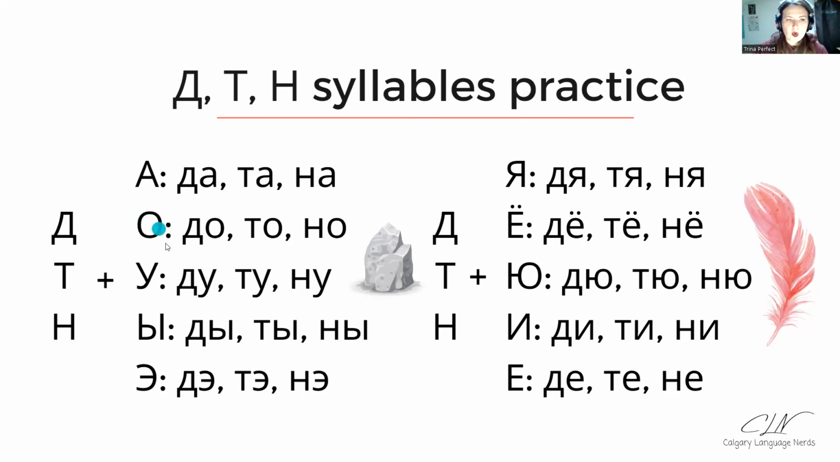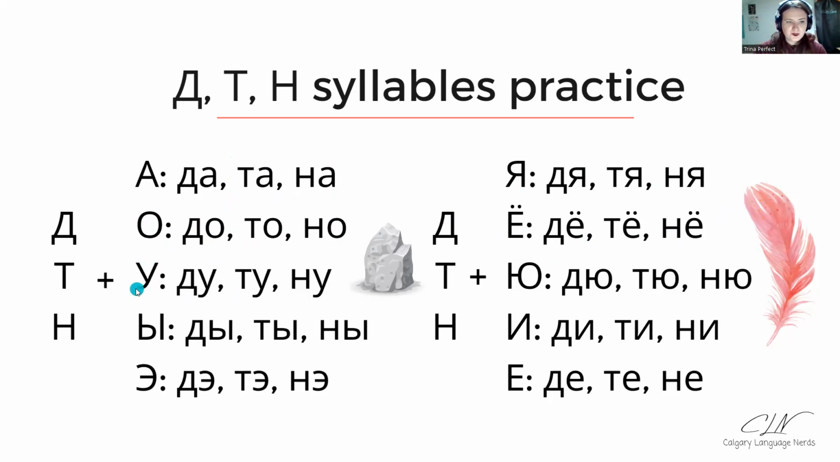And how about we add o? Do, to, no. And if we add yo, dyo, tyo, nyo. Let's check. Do, to, no. And then dyo, tyo, nyo. Let's do them in pairs. Do, dyo. To, tyo. No, nyo.